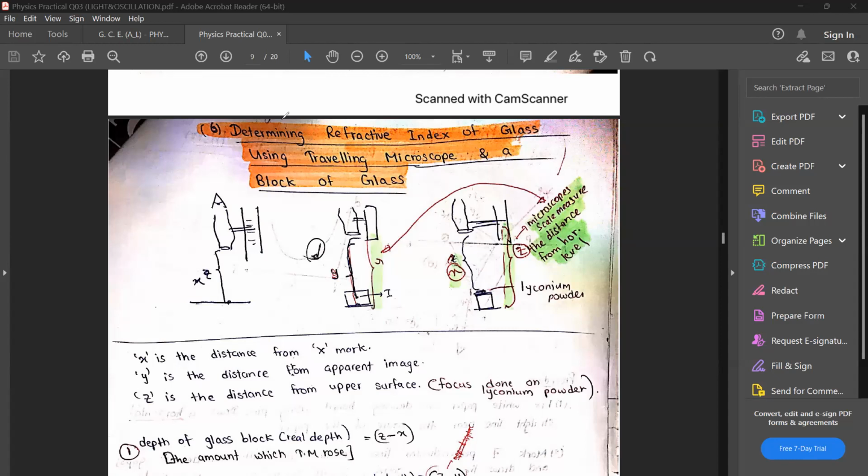Before doing this practical, let's revise the real depth, apparent depth concept. All right. So let's say you have a glass tube or something like this. Okay. And you have a certain actual object here.